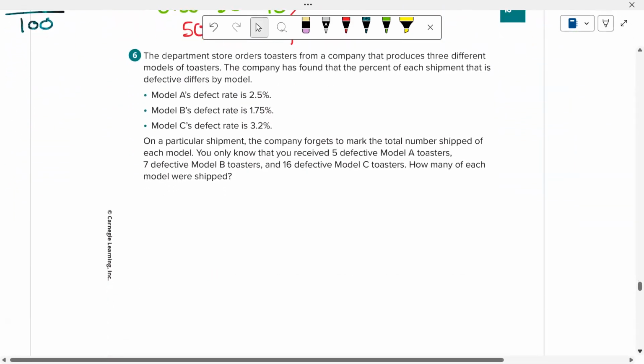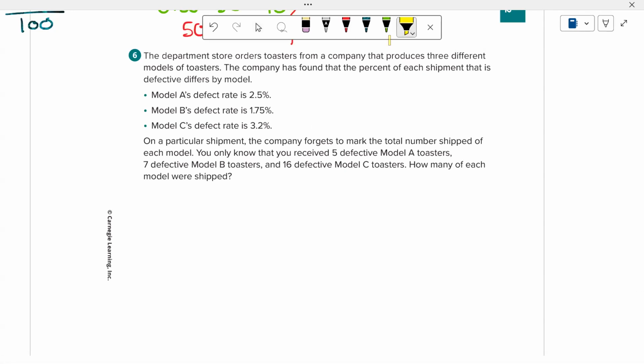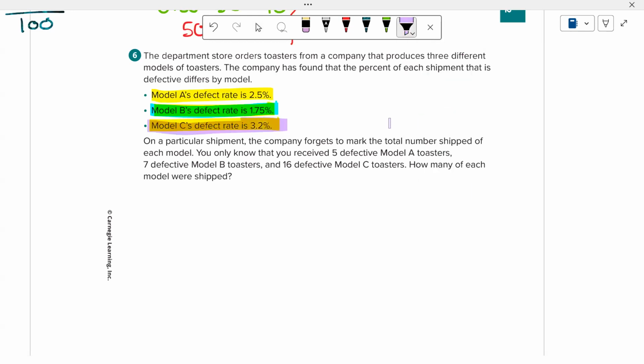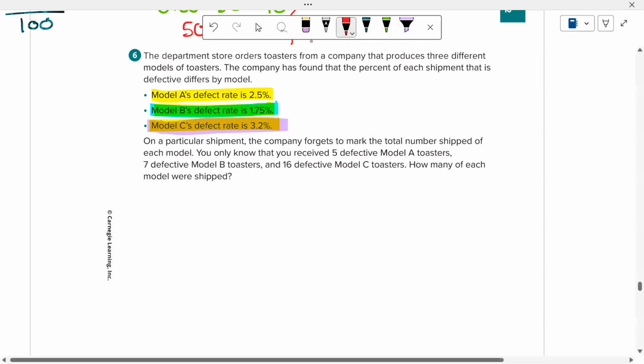Number 6. Oh my God, we're almost done with activity 4. Okay, so let's highlight. The department store orders toasters for a company that produces 3 different model toasters. Model A has a defect, Model B has a defect, Model C has a defect. So the company has found that the percent of each shipment that is defective differs by model. Defect means has an error.